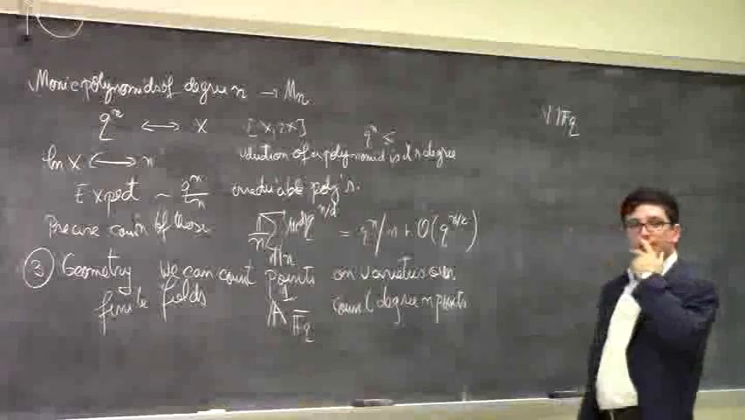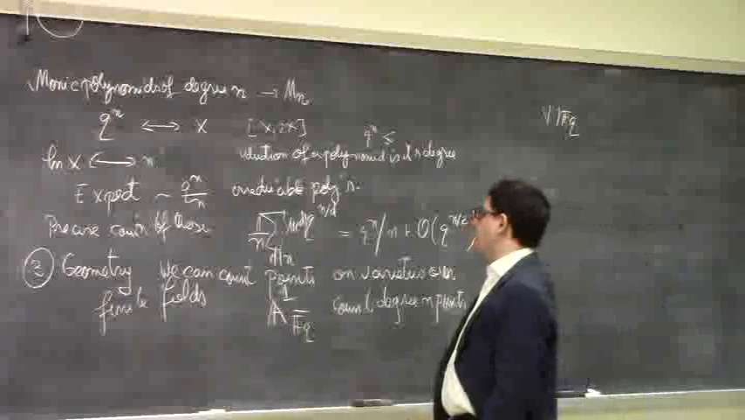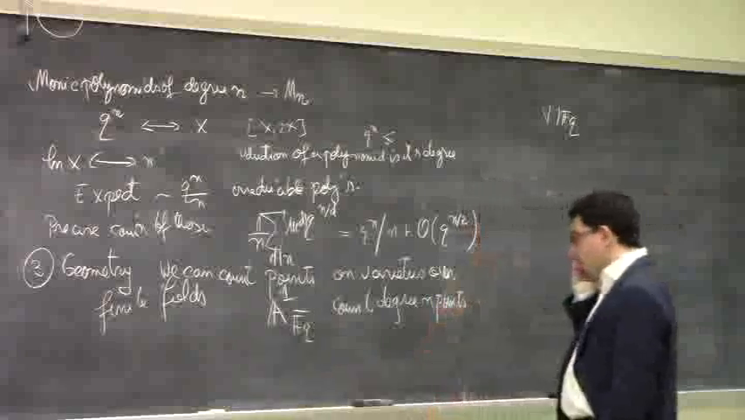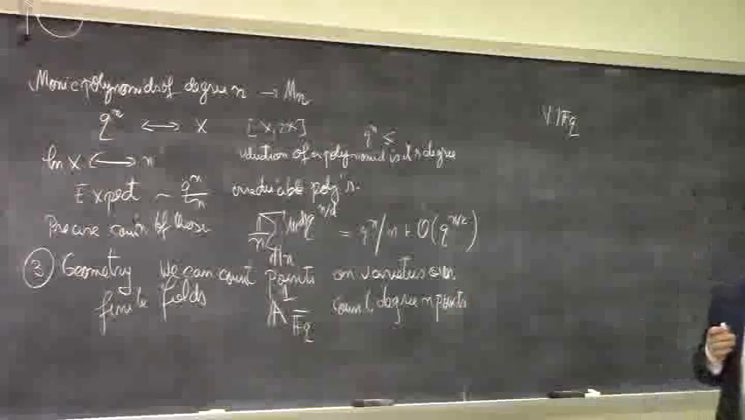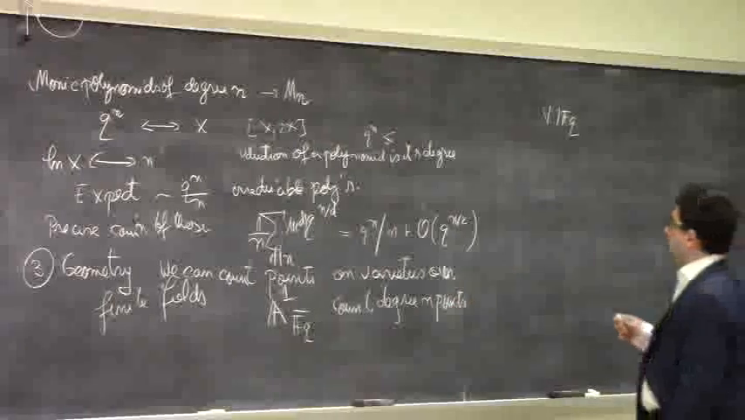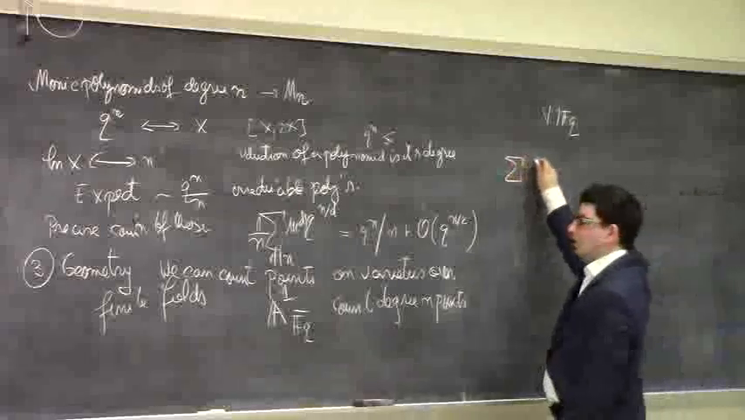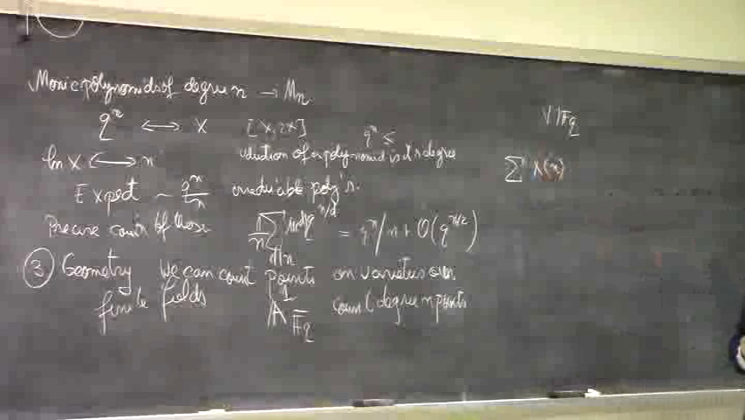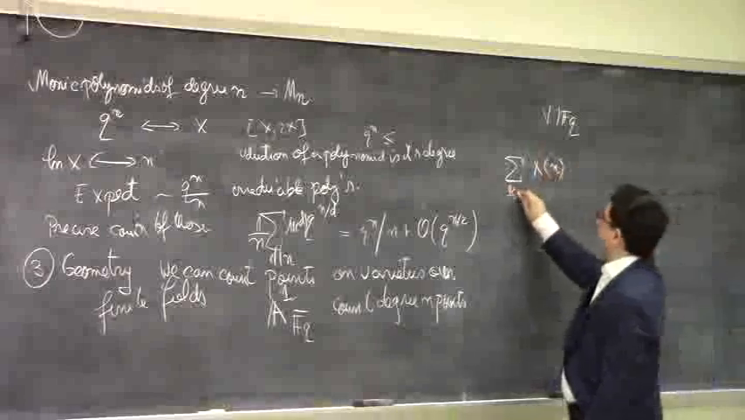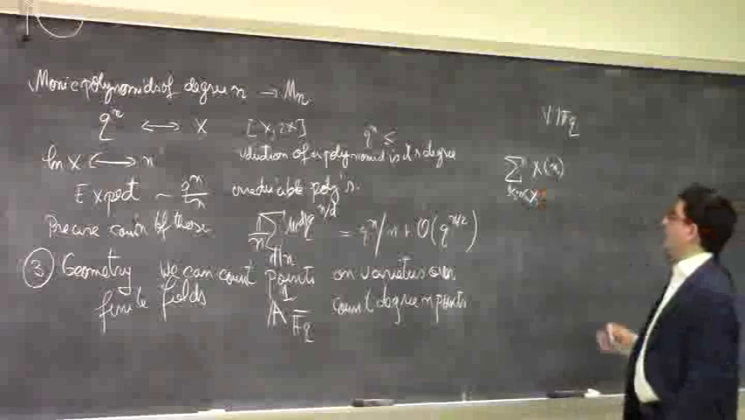What is it in the number field analogy? Okay, so in the number field analogy, we're summing all the primes basically. So basically, we want to sum up the von Mangoldt function, from 1 to x. And the idea is, in this case, the point is, we know an asymptotic for this.